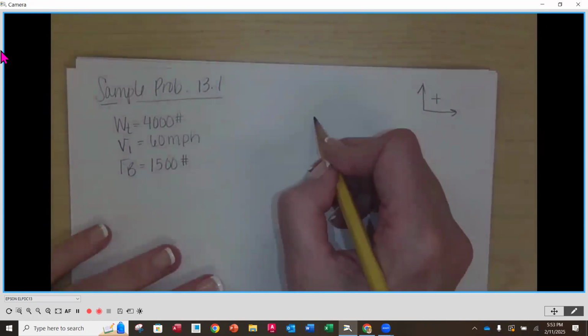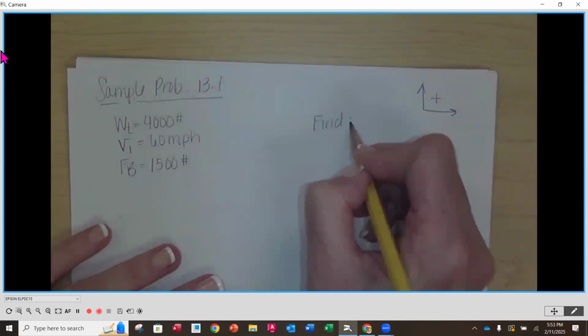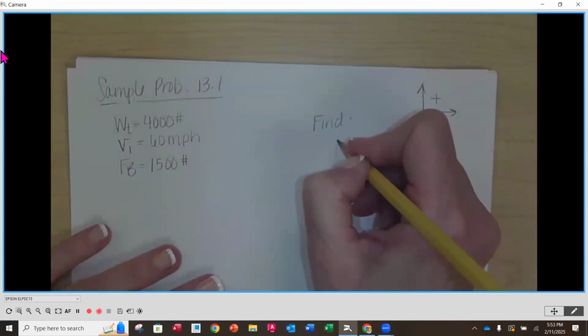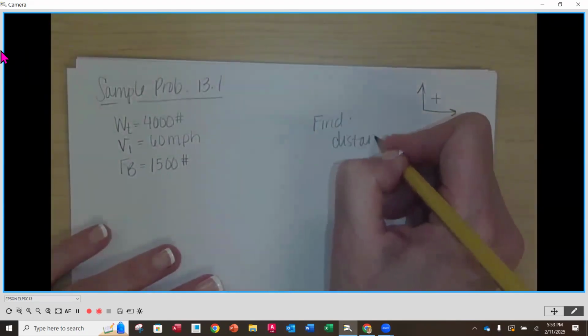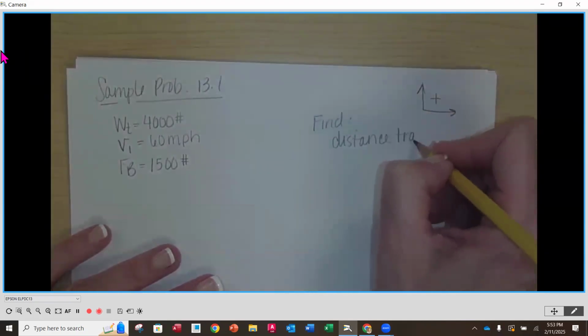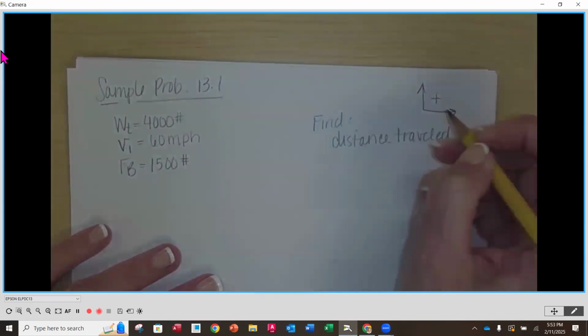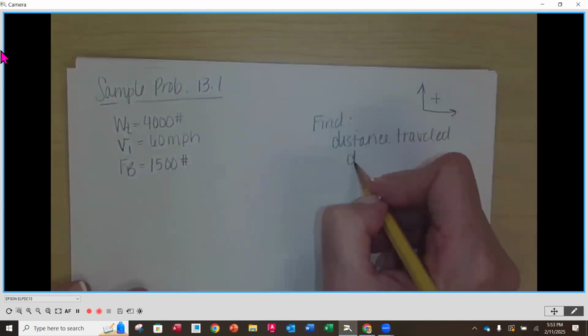Now we want to find the distance traveled. And I'm going to call that D. Okay.